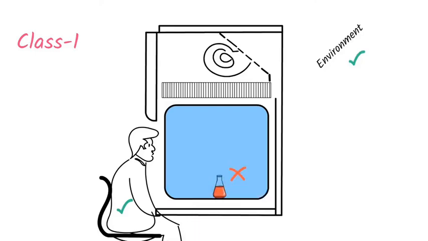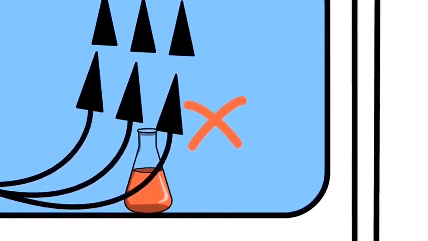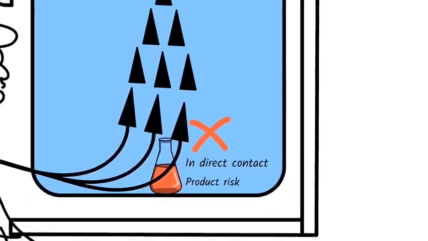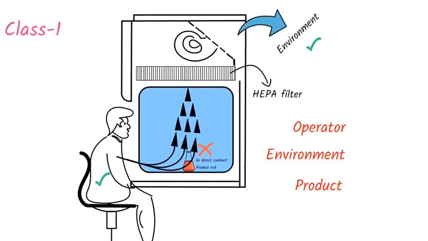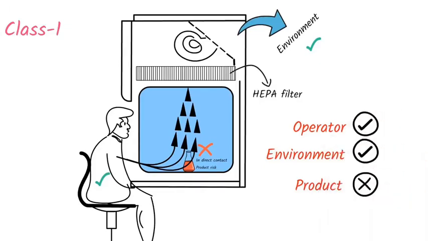The Class 1 biosafety cabinets pull the surrounding air from the operator side. The air inside takes the particles away from the operator and then passes through the HEPA filter before it is discharged into the environment. In this case, the surrounding air comes in direct contact with the product on the work surface, therefore increasing the risk of product contamination. In this way, the Class 1 biosafety cabinets protect the operator and the environment, but not the product.